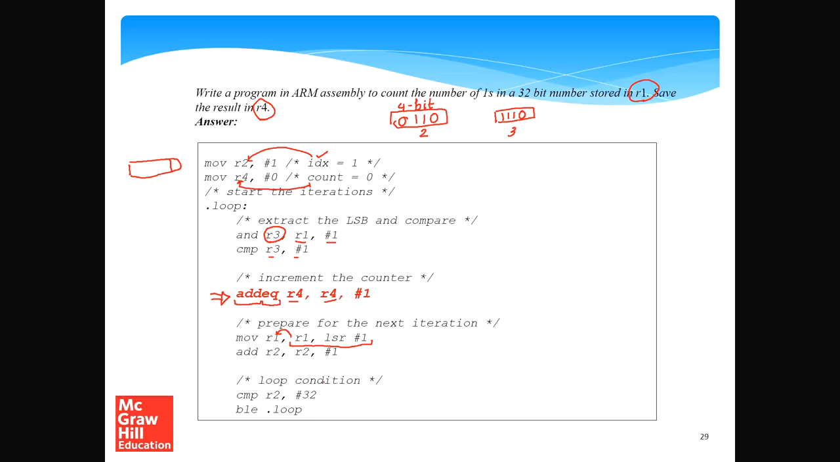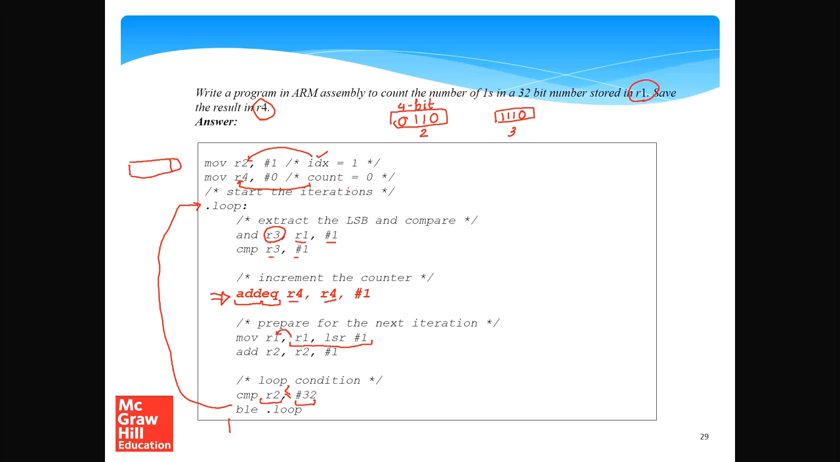Then we compare. We start with the index of 1, so basically 1 to 32 times we need to loop, but once it is 33 we need to get out. So we compare R2 with 32. If R2 is less than or equal to 32, BLE, then we go back to the original looping instruction, otherwise we come out, and the final result is saved in R4, which is the count.